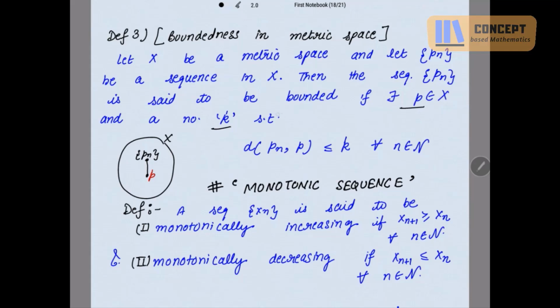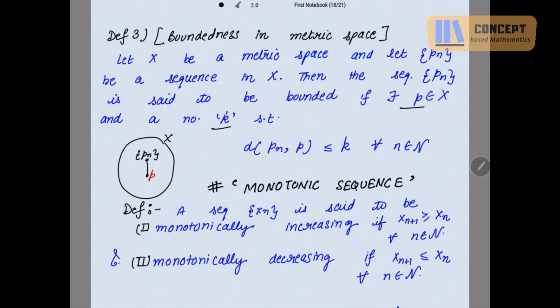You need these two such that the distance between every element of the sequence P1, P2, P3, P4, their distances from this P, should be less than or equal to K for all n belonging to the natural numbers. So the distance between P1 and P is less than or equal to K. The distance between P2 and P should also be less than or equal to K. The distance between P3 and P should also be less than or equal to K. So for all the elements, if their distances from P are less than or equal to K, we say that the sequence is bounded in the metric space.